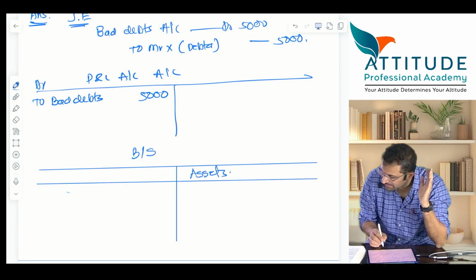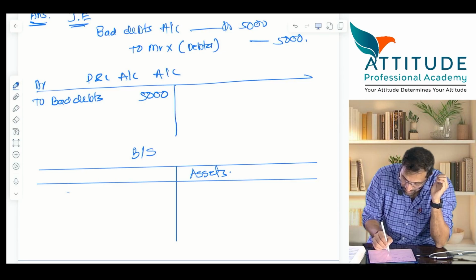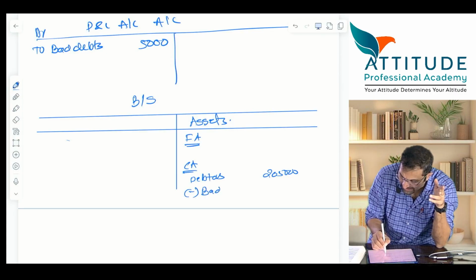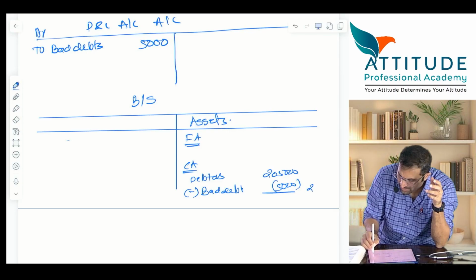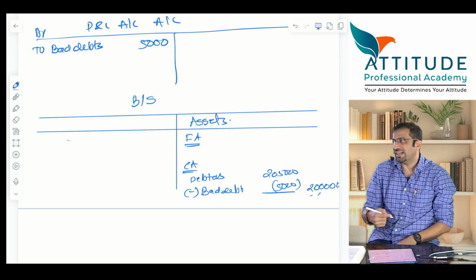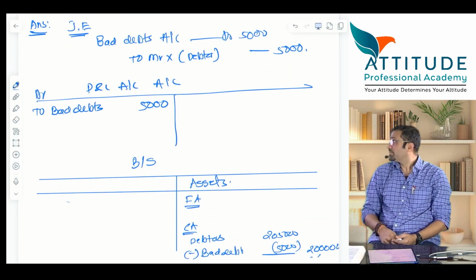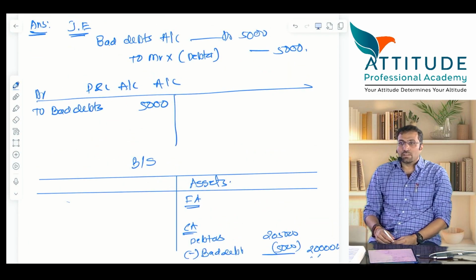2,05,000 or 2 lakhs? Tell me. You have fixed assets on top and then you have current assets. Under current assets you have what? Debtors. How much will debtors come? 2,05,000 inner column less bad debts. Bad debts entry is now passed, right? How much is bad debts? 5,000. Outer column how much? 2 lakhs. This is how it will appear in the final accounts. Take down. This is the answer.